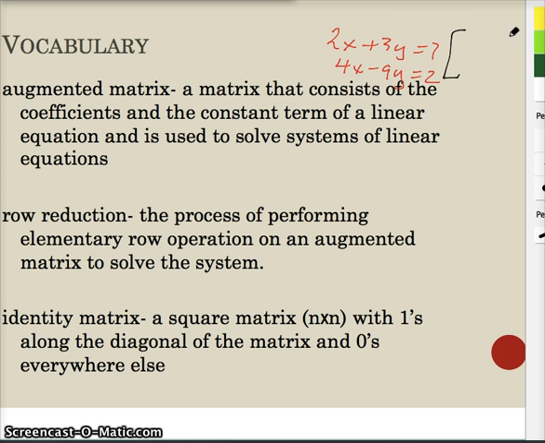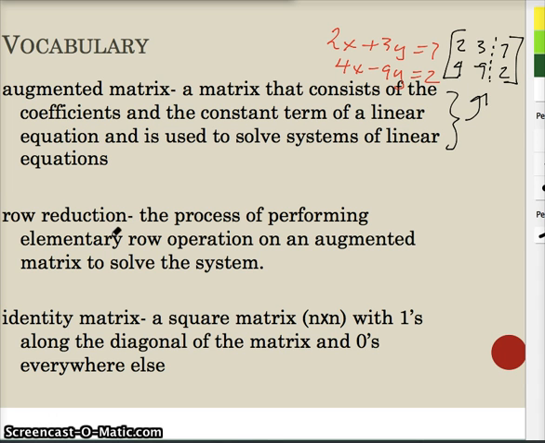The way you would write an augmented matrix for this is, first of all, you want both of the equations in standard form, and then you just pull off the coefficients. The constants we put a little bit to the right of a dotted line. So we'd have 4, -9 here, and 2. This is an augmented matrix, and this is what we're going to use to solve systems of linear equations.